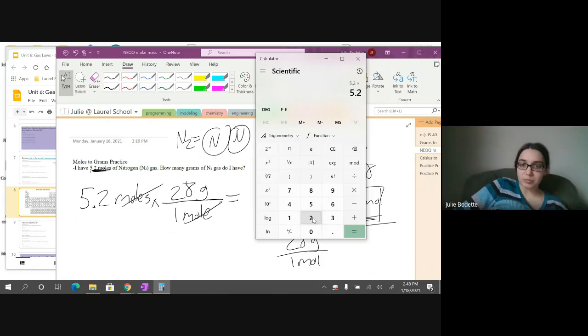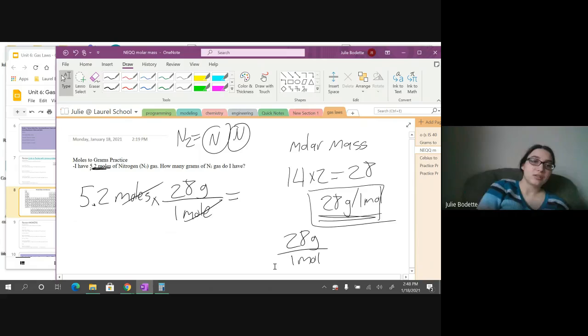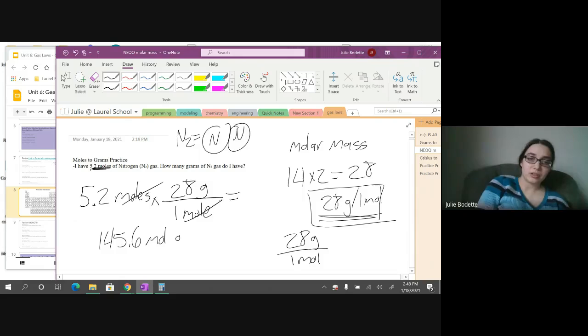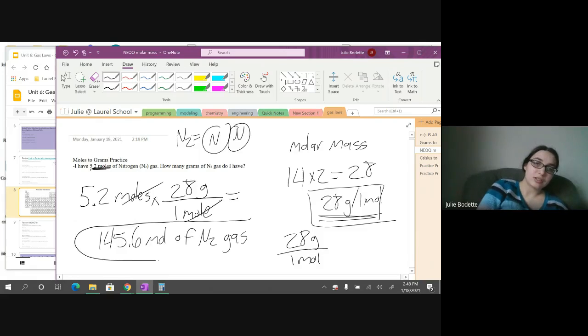5.2 times 28, 145.6. So I get 145.6 moles of N2 gas. Okay.